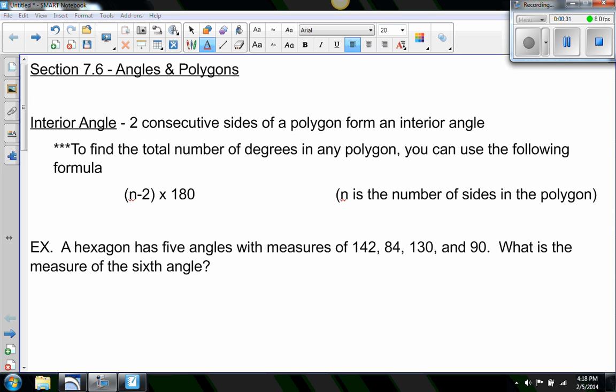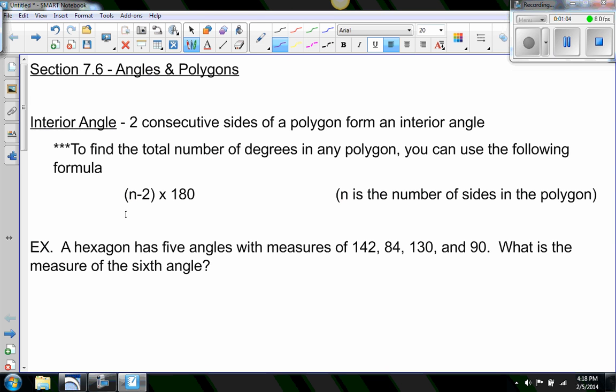It's the same concept. So there's this little formula we can use to find the total number of degrees in any shape, any polygon. Remember, a polygon is a closed figure that does not have curved lines and does not have crossed lines, okay? So we're talking triangles, rectangles, squares, rhombuses, hexagon, octagon, nonagon, a million-gon, it doesn't matter. You can find the total number of degrees in that figure by using this formula right here.